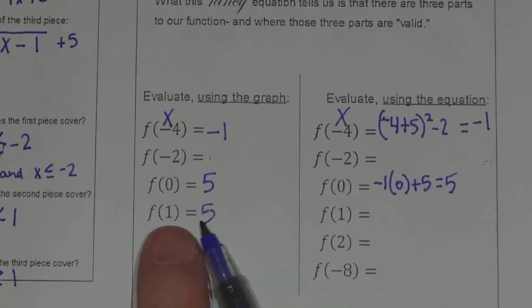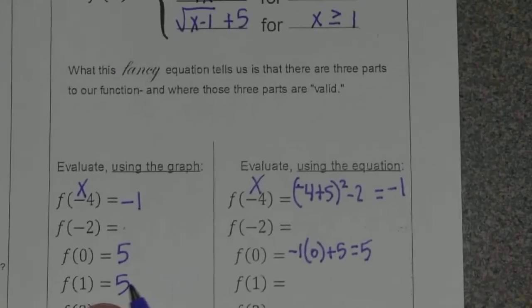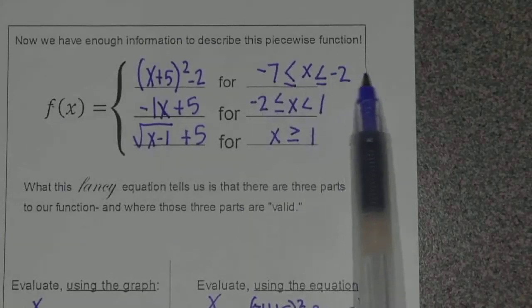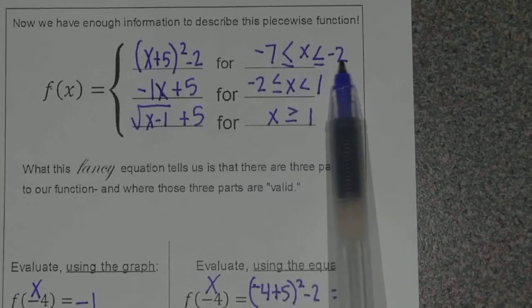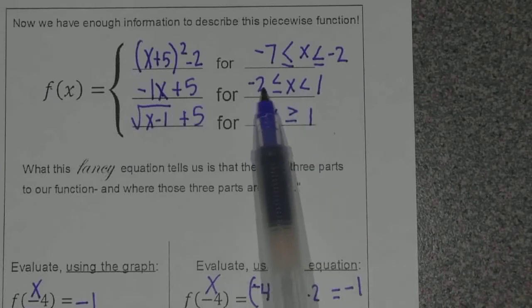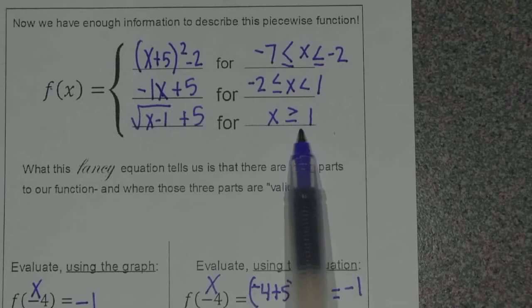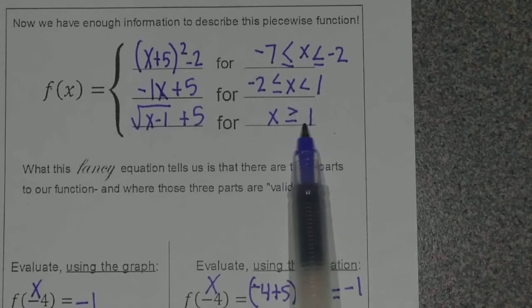Now I want to show you what that's going to look like when you're trying to decide which equation to use. Because if we're going to put 1 into our restrictions, we have to decide here, well, is 1 between -7 and -2? It's not. We know we're not using this one. Is 1 between -2 and 1? Or is 1 greater than 1? Do you guys see how both of them look like they could possibly happen?